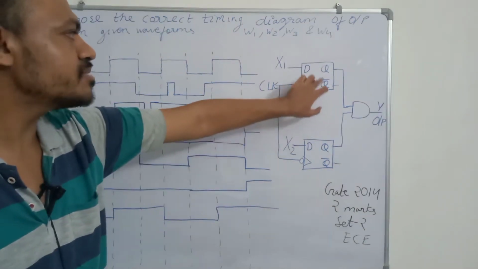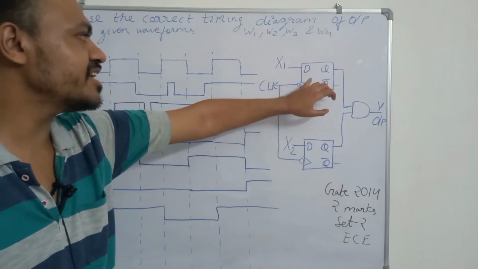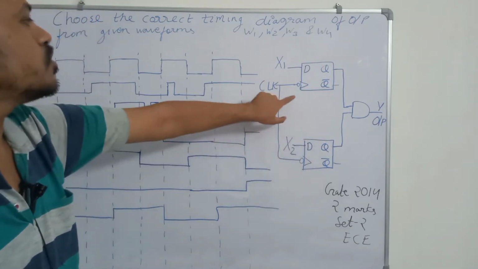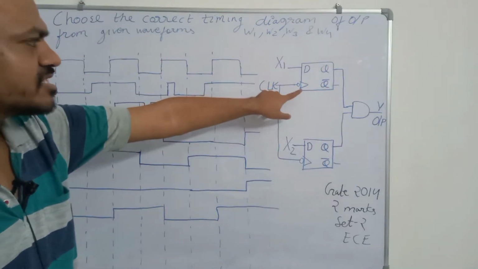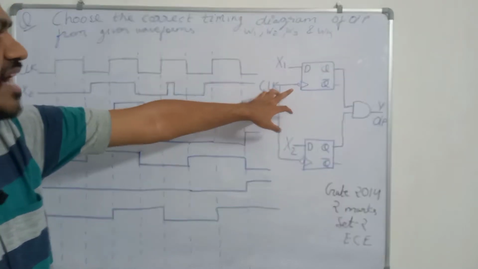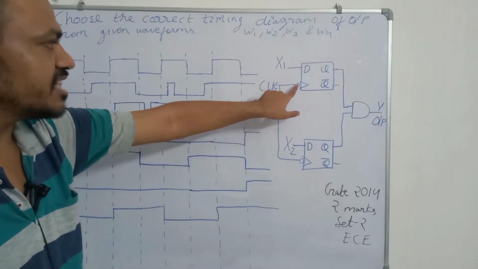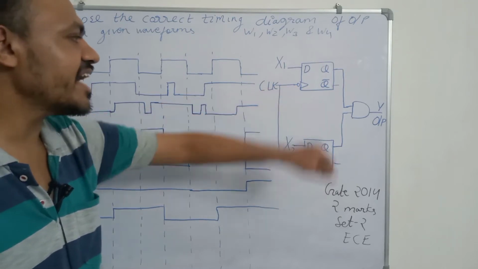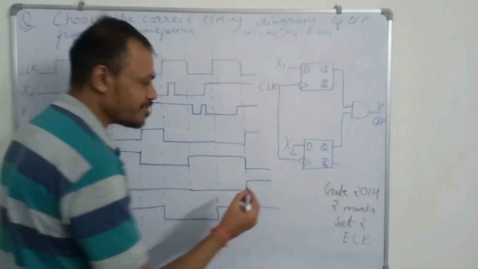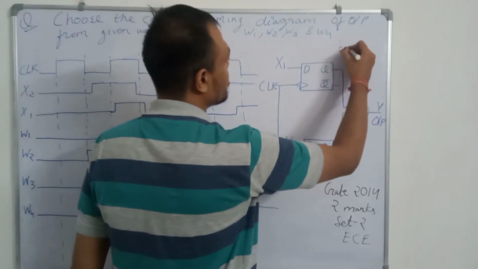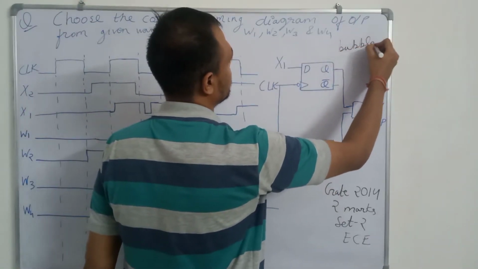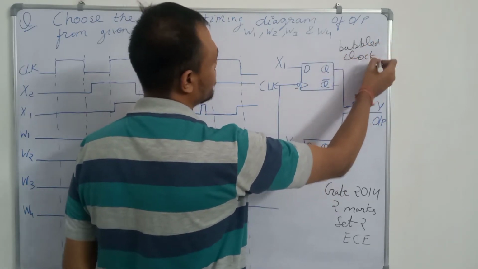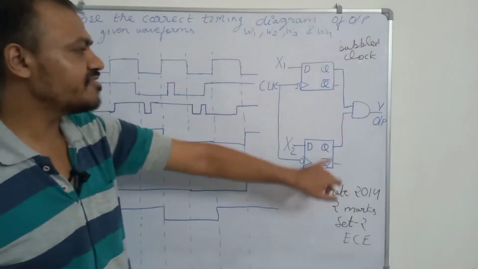There are two D flip-flops. This is the first flip-flop, this is the second flip-flop, and these are the clock inputs. Notice that the clocks are negative edge triggered. These flip-flops are negative edge triggered because there is a bubbled clock. This is the bubble present here. These both are negative edge triggered flip-flops.